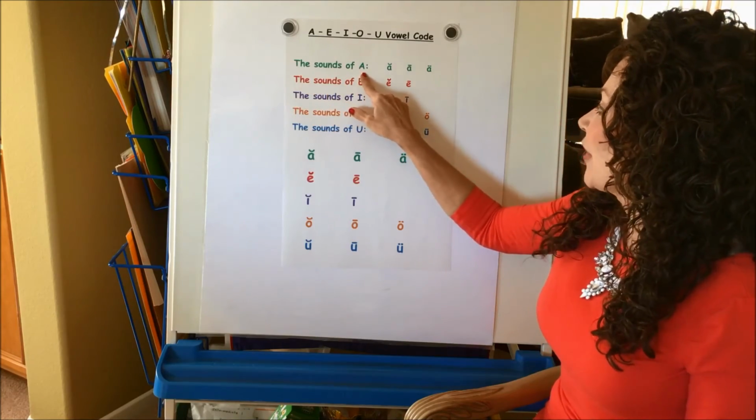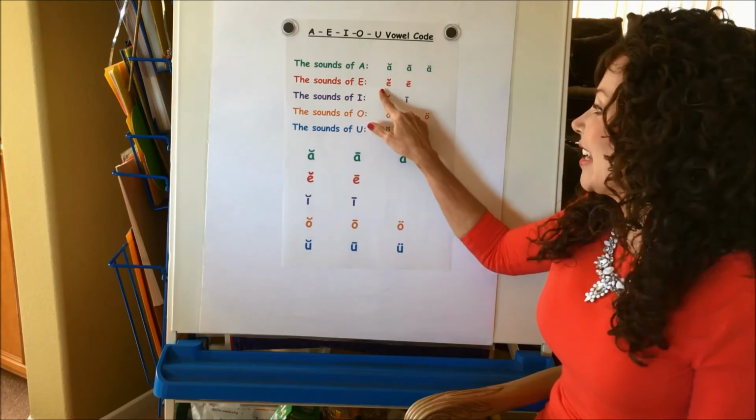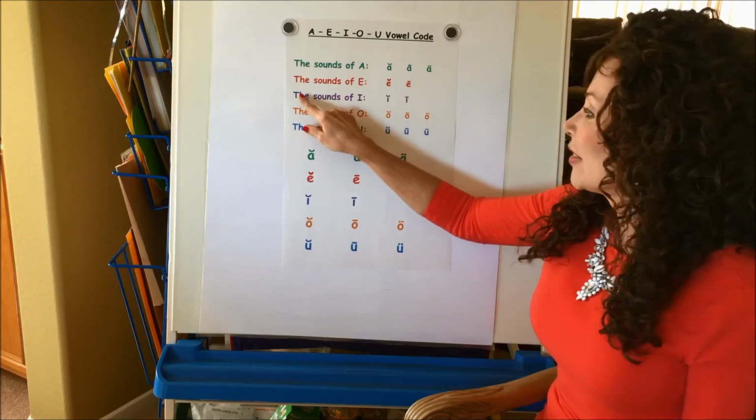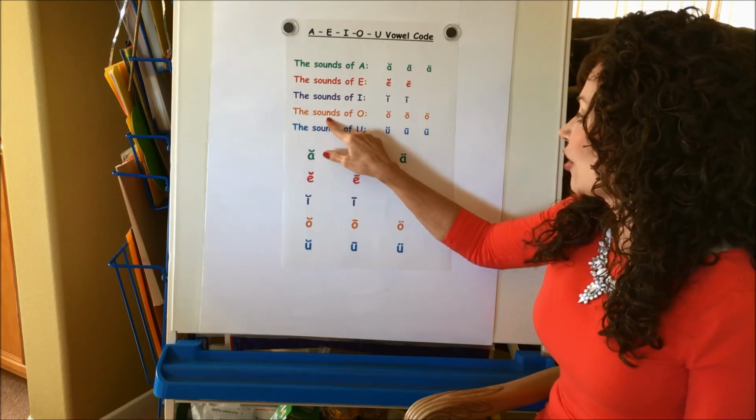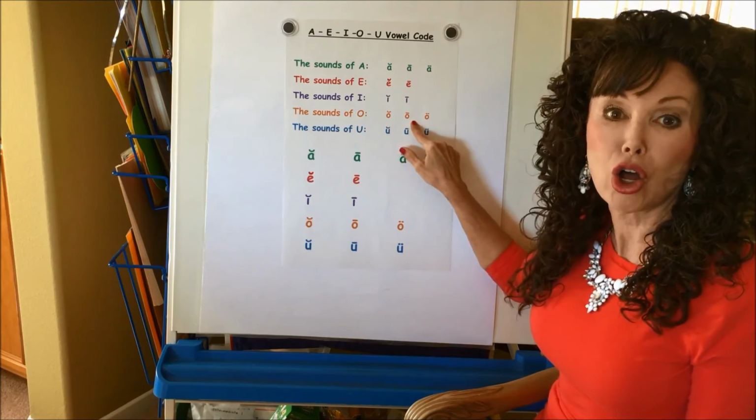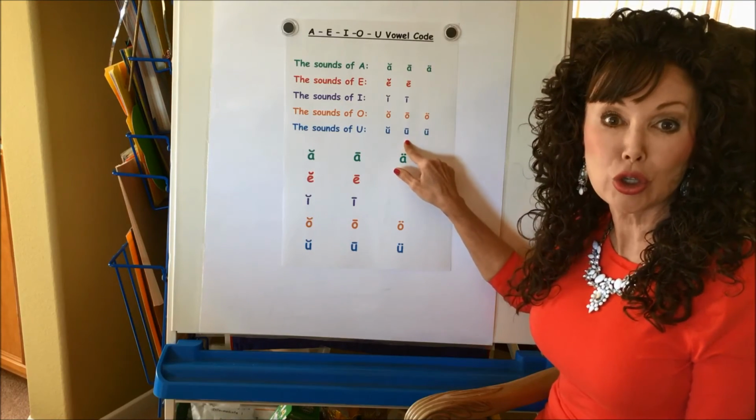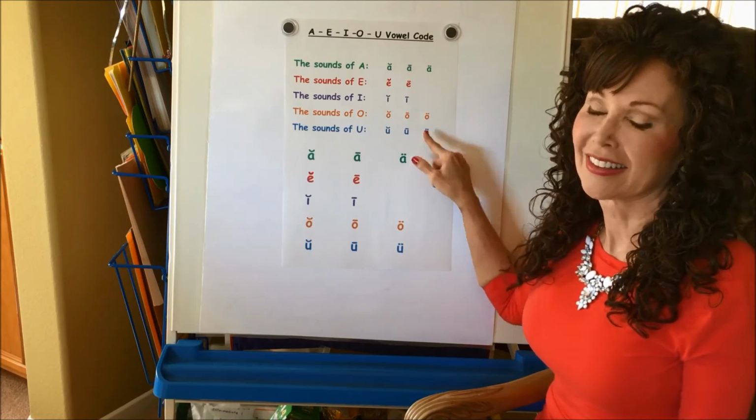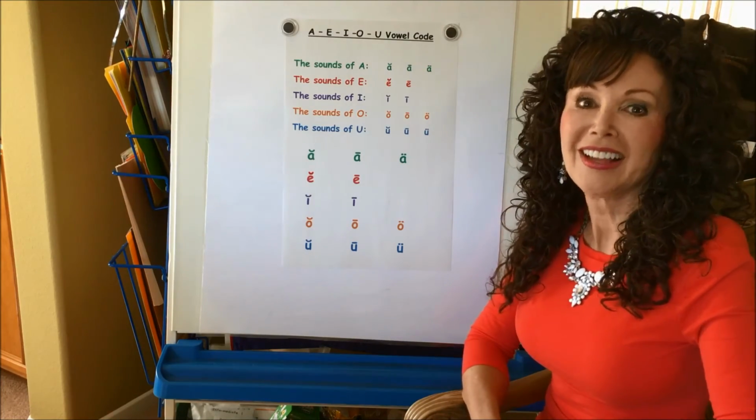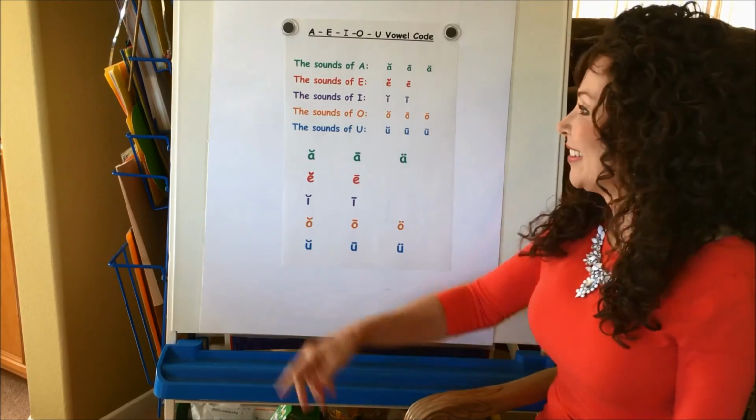The sounds of A, A-A-aw. The sounds of E, E. The sounds of I, I. The sounds of O, O-O-oo. The sounds of U, U. That's the vowel code. Won't you try it again?